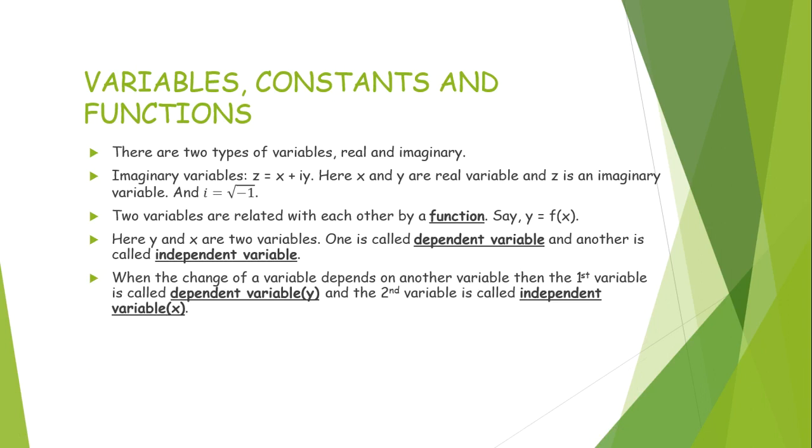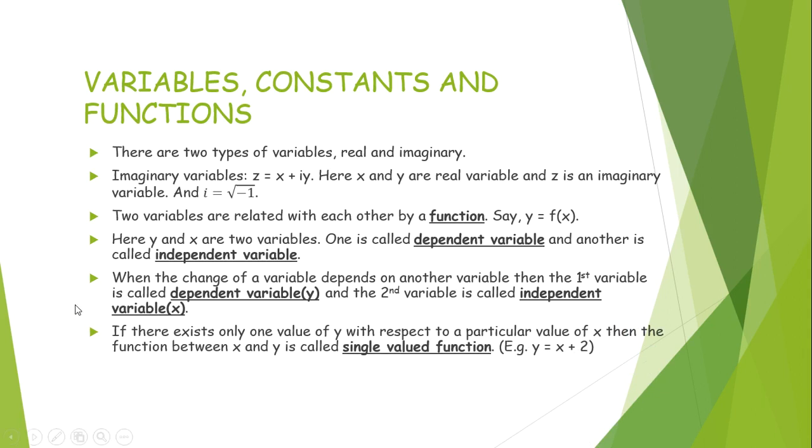When the change of a variable depends on another variable, then the first variable is called the dependent variable and the second variable is called the independent variable. Here y is a function of x. That means the change of variable y depends on the change of variable x. That is, here y is called the dependent variable and x is called the independent variable. If there exists only one value of y with respect to a particular value of x, then the function between x and y is called a single valued function.